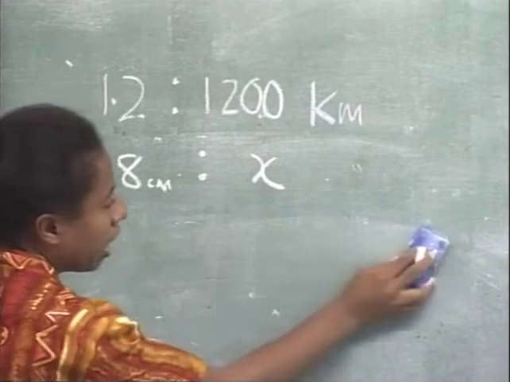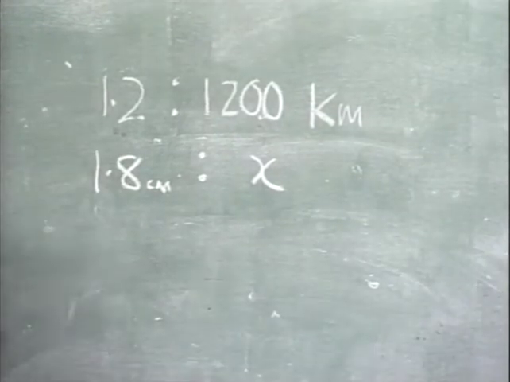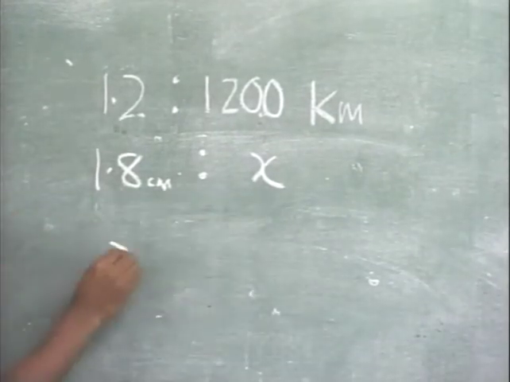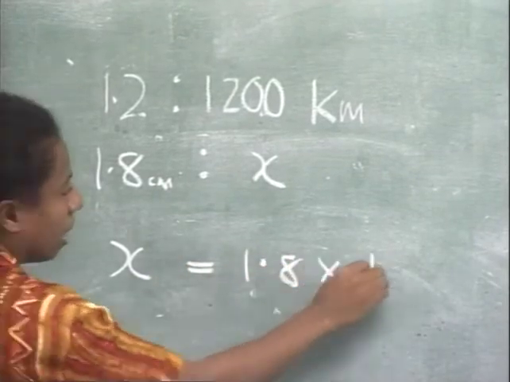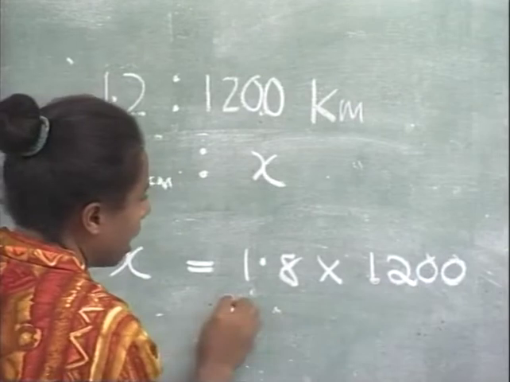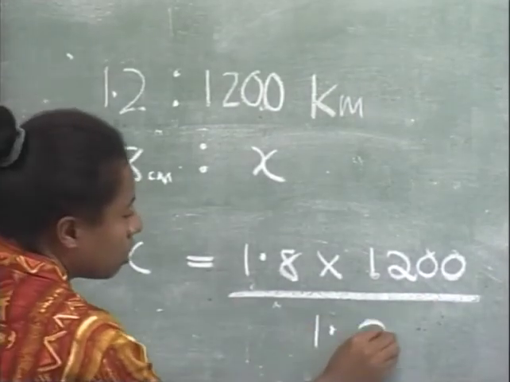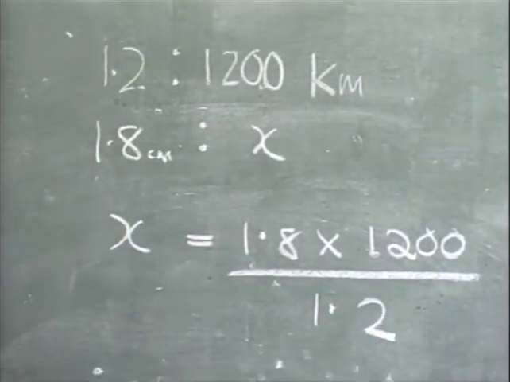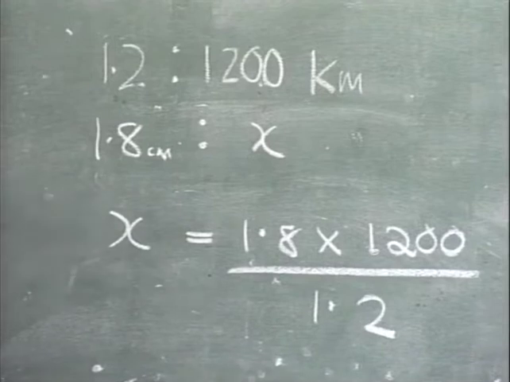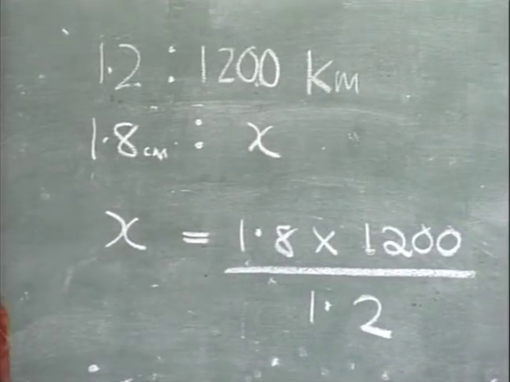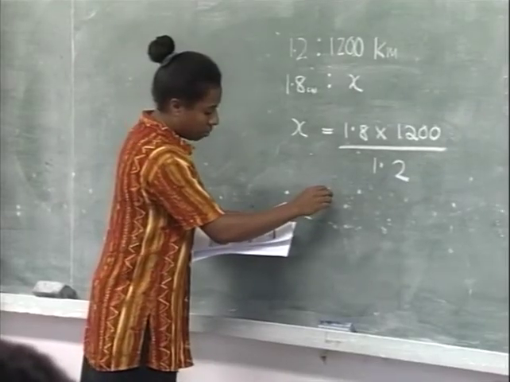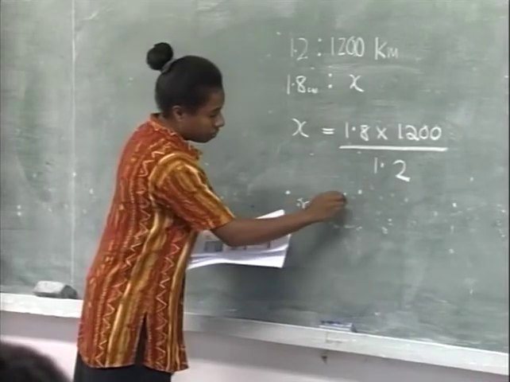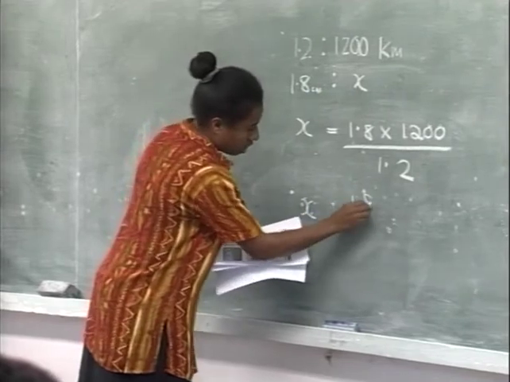So can we all now very quickly use our calculators? In order for us to find this, it will be x equals 1.8 multiplied by 1,200 divided by 1.2. And what will the distance in kilometers be? 1,000? We all happy it's 1,800? 1,800.